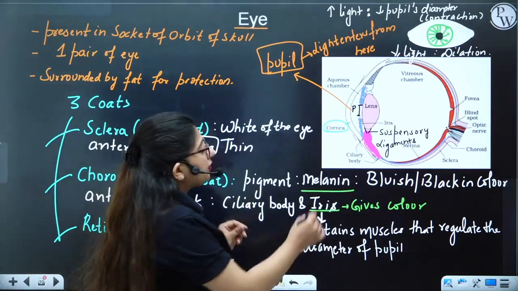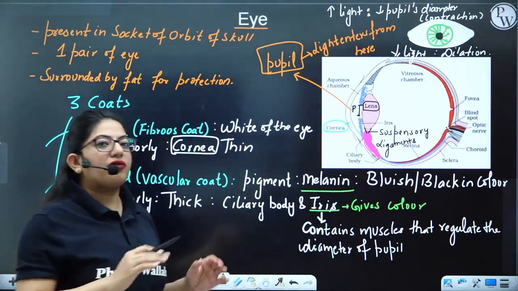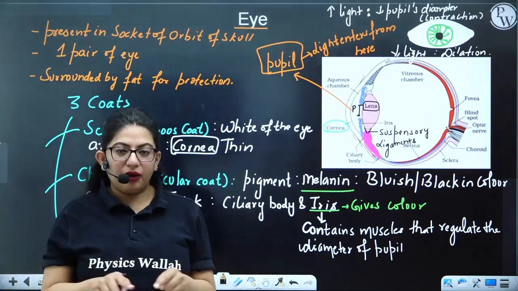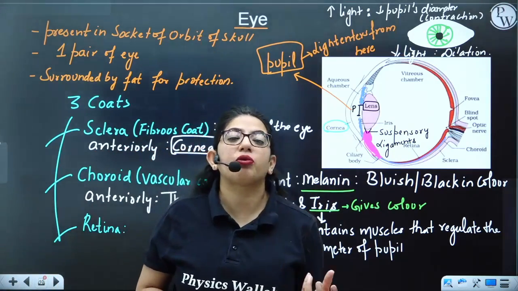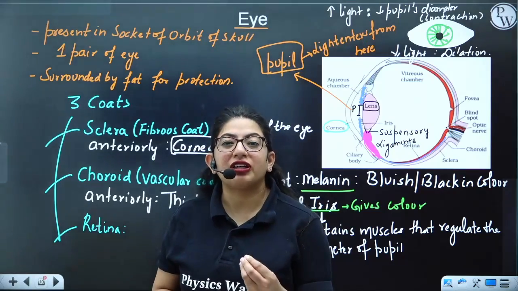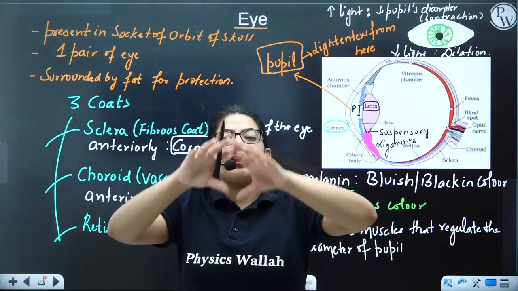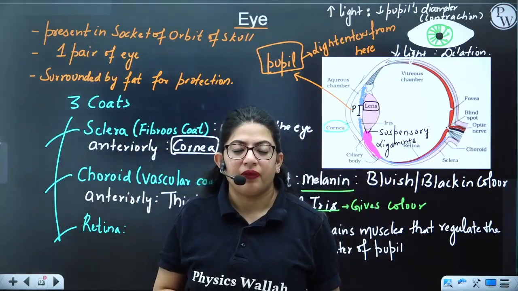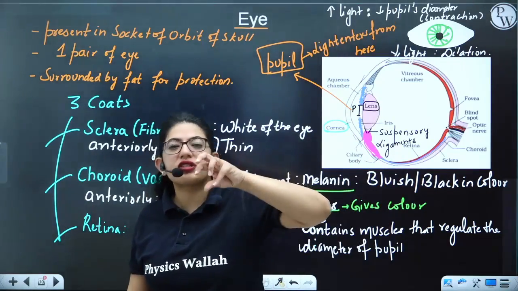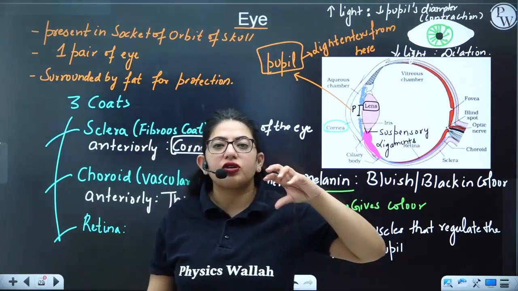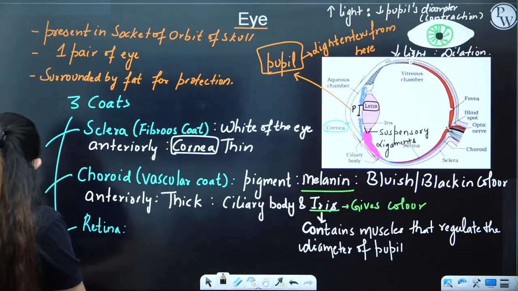As you can see, this portion is the lens. What about the lens? The lens is biconvex in structure. It's transparent and it is made up of crystalline protein. Which protein? Crystalline protein. The function of this lens is to take more light and help in its refraction. It helps in focusing your light, so that the light comes and focuses directly on the retina. Let me show you how.